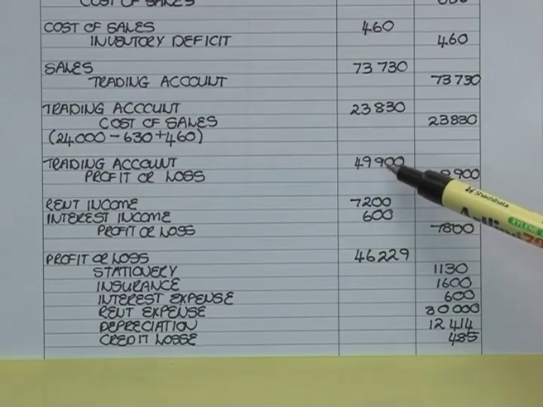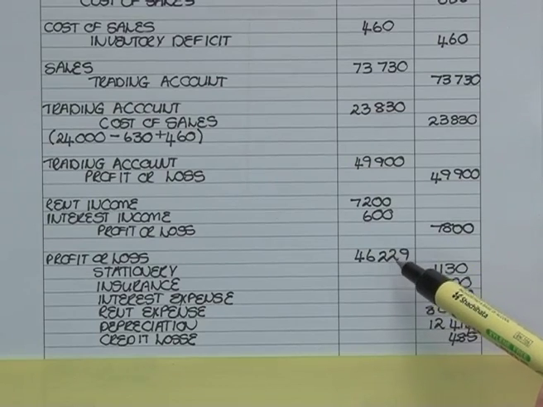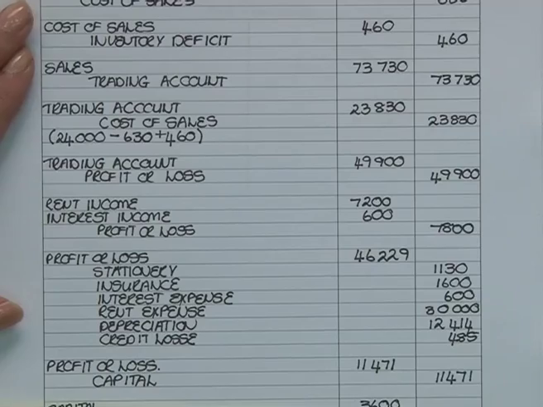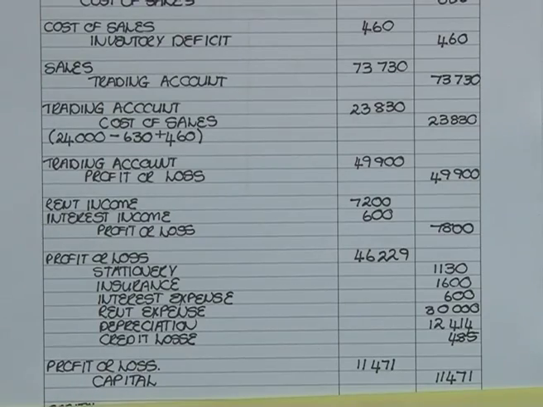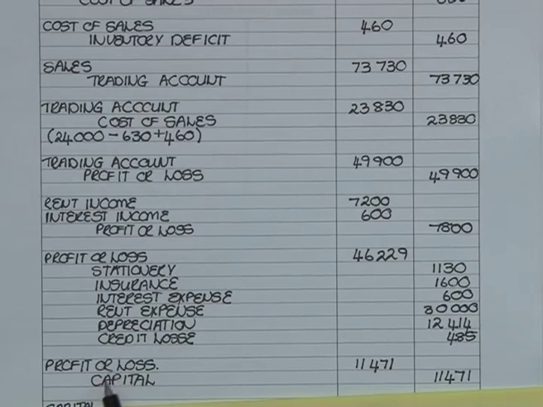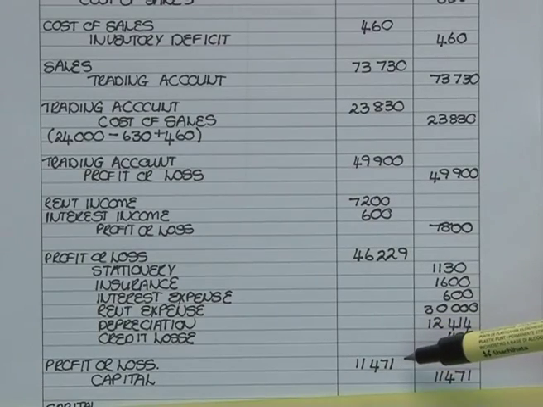So we take the 49,900 plus the 7,800 other income, minus the expenses of 46,229, and that will be our profit that we close off to the capital account of the owner. So we debit the profit or loss account and we credit the capital account. Again, if you make use of a little T account for your calculations, I think you will get to the 11,471 much quicker. We're going to deal with the T accounts just now.